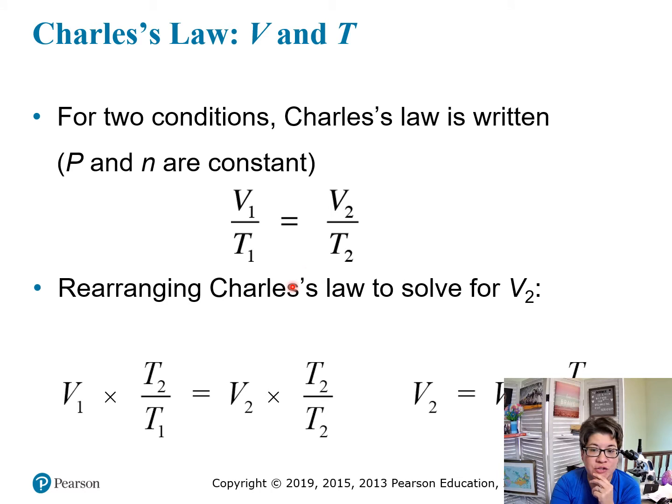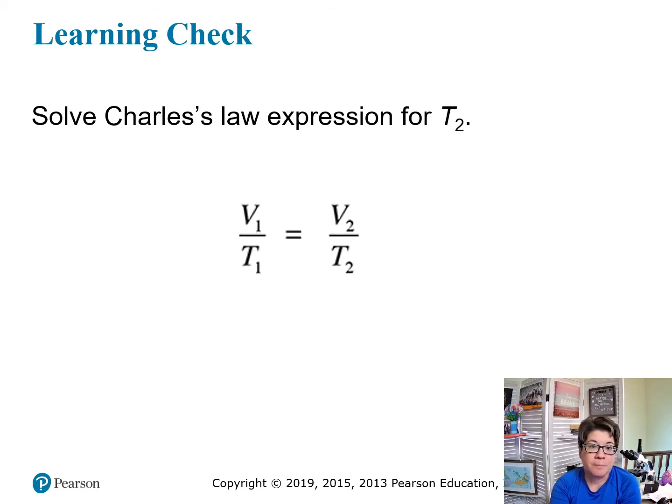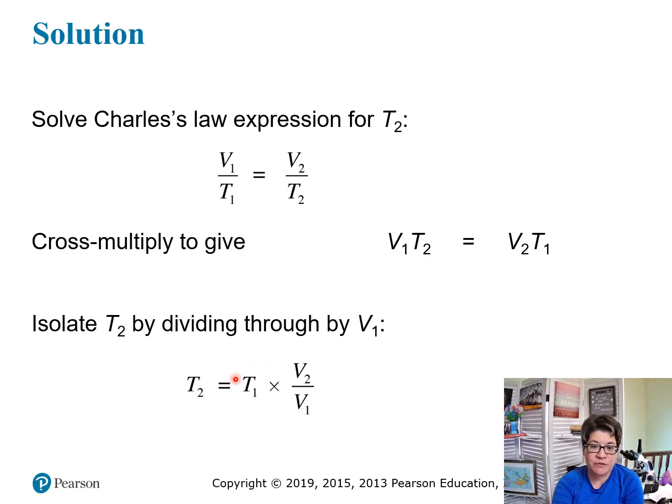So here's your equation. There are other ways that you can write it. You can rearrange it to solve for different variables, which you've done before. But here, this is a learning check. They're asking you to solve for T2 based on your equation. So go ahead and rearrange your equation and solve for T2. So there it is. Your final equation should look like this. You're isolating your T2.